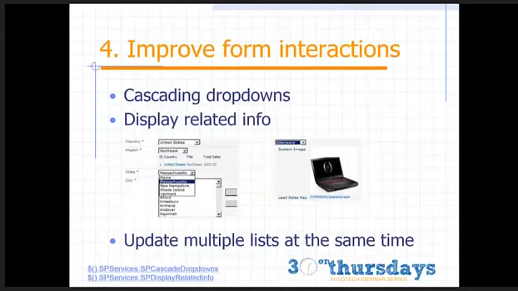Number 4, improved form interactions. This is one of my favorite things, and what I've spent a lot of time working on in my SP services library. Things like cascading drop-downs. If you pick a country and a region, then you only see the states that belong in that country's region. If you pick a product code or a product name, you see a picture of that product, so you have a quick visual cue that shows you what it is you've just chosen. Really making SharePoint's forms a lot more powerful.